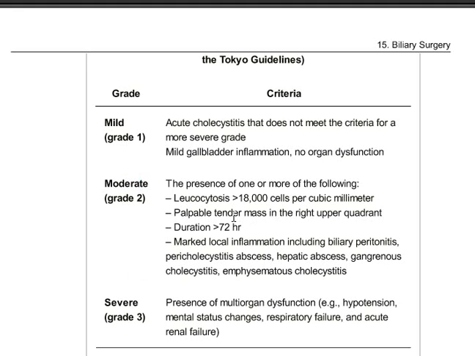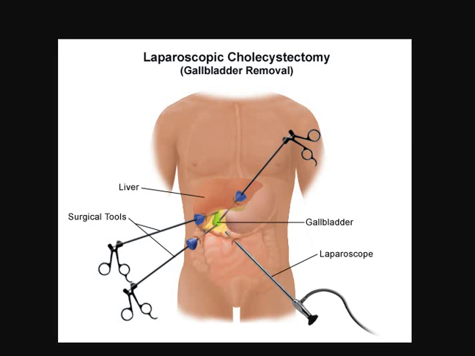So mild cholecystitis, nothing. We have nothing but cholecystitis. Moderate cholecystitis, we have more than 72 hours, a lot of white blood cells, palpable tender mass in the right upper quadrant, marked local inflammation, emphysematous, abscess, gangrene, etc. Okay, in severe cholecystitis, we have organ failure like kidney failure, CNS, hypotension, mental status changes, respiratory failure, and so on. Now, how is that helpful for us?